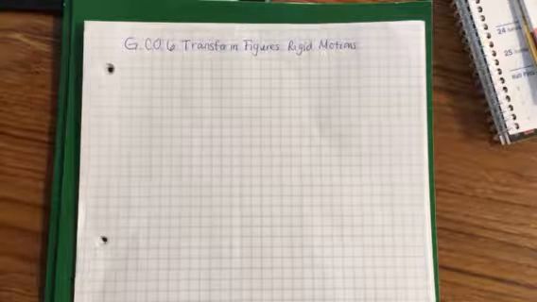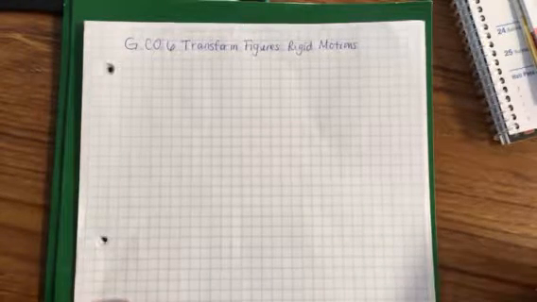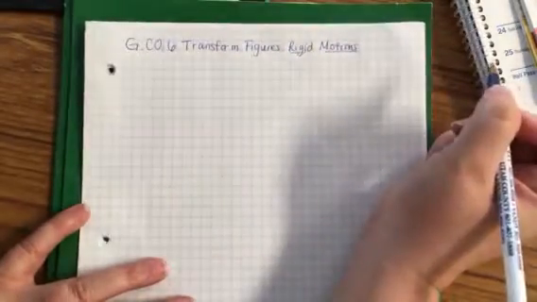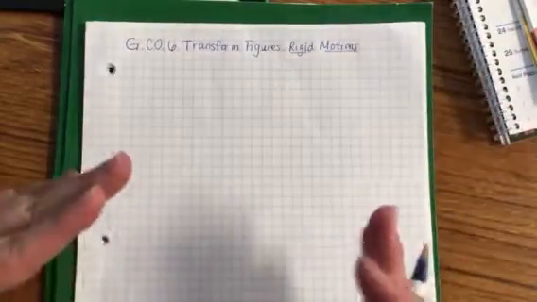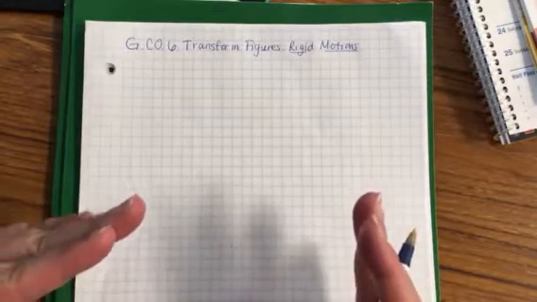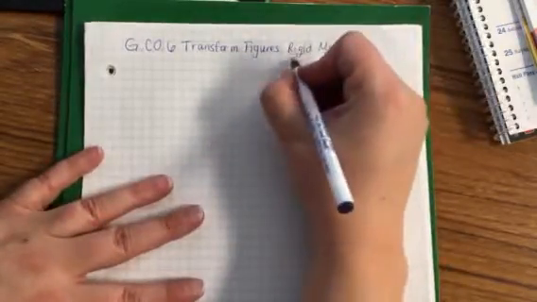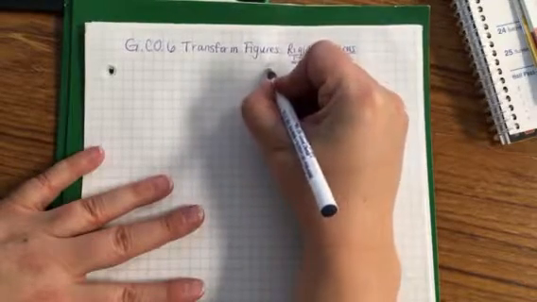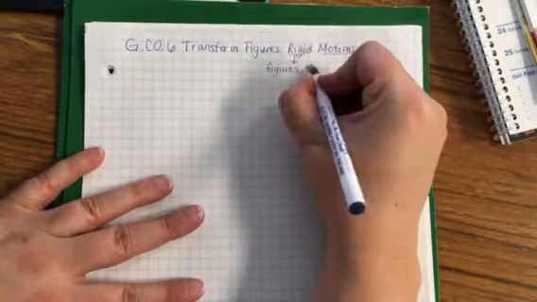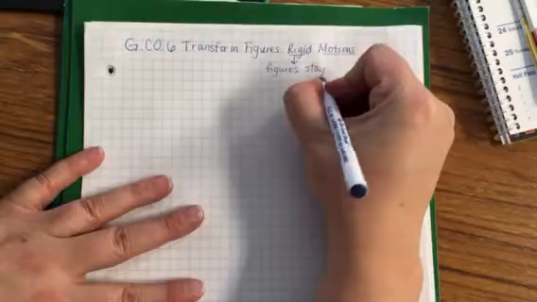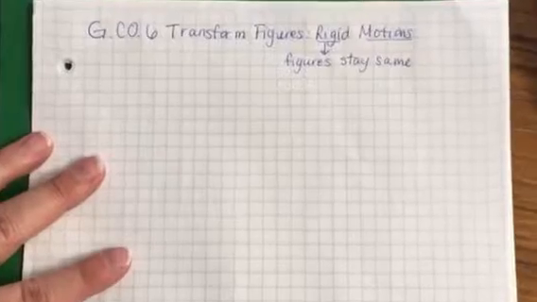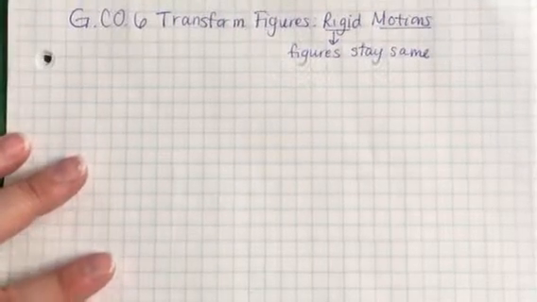Okay, so this is the lesson for GCO6, transform figures, rigid motions. Before we start, let's talk about what rigid motions are. If something is rigid, what does that mean? It's hard. It doesn't move. So what we mean by a rigid motion is that the figures stay the same. They don't change shapes, they don't change sizes, they stay the same.